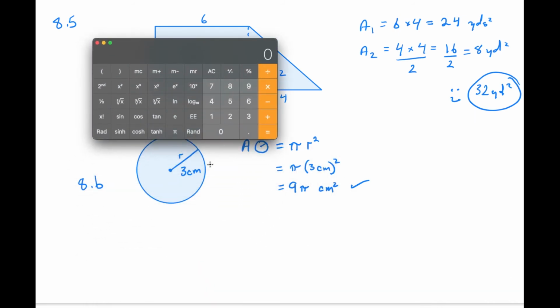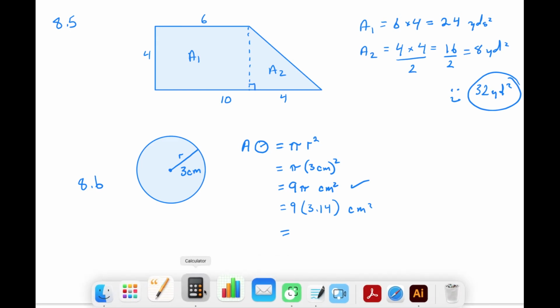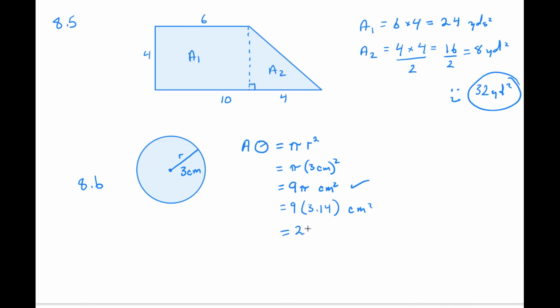But if you have the need to go further, you like to see the final answer, you can say 9 times 3.14, which is pi. So 9 times 3.14 centimeters squared equals 28.26. All right, so 28.26 centimeters squared. This is also a correct answer. This one or this one. You can stop right here. I'm happy with that. Okay? Or you can take it all the way to here. I'll be happy with that one too. Either one is absolutely correct. So let's try another practice problem.